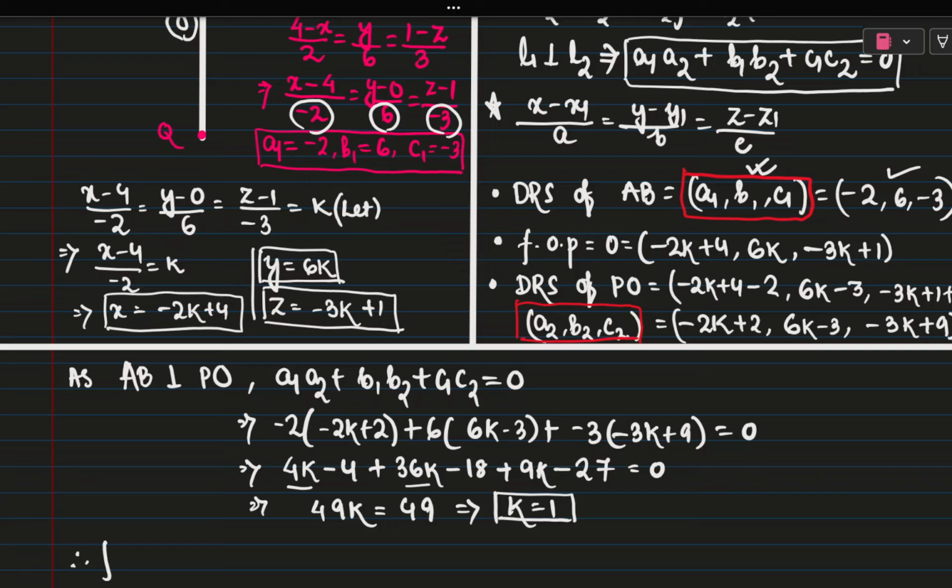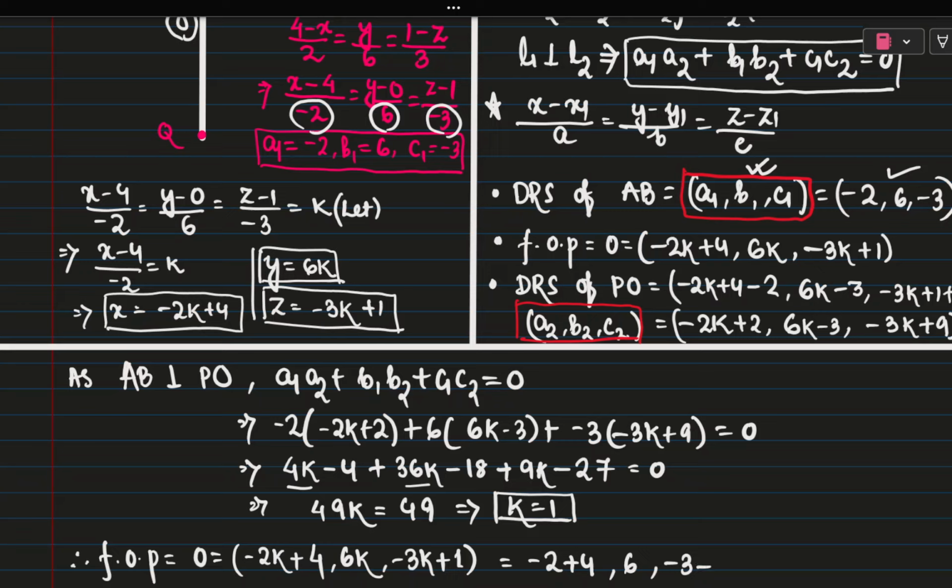So the foot of the perpendicular, which we have taken as O, has coordinates, sorry, it is not minus 2k plus 2. It is minus 2k plus 4. The O coordinate: minus 2k plus 4, the second one is 6k, and the third one is minus 3k plus 1. Now if I put k as 1, I'm getting minus 2 plus 4, comma, 6 into 1 is 6, and minus 3 plus 1.